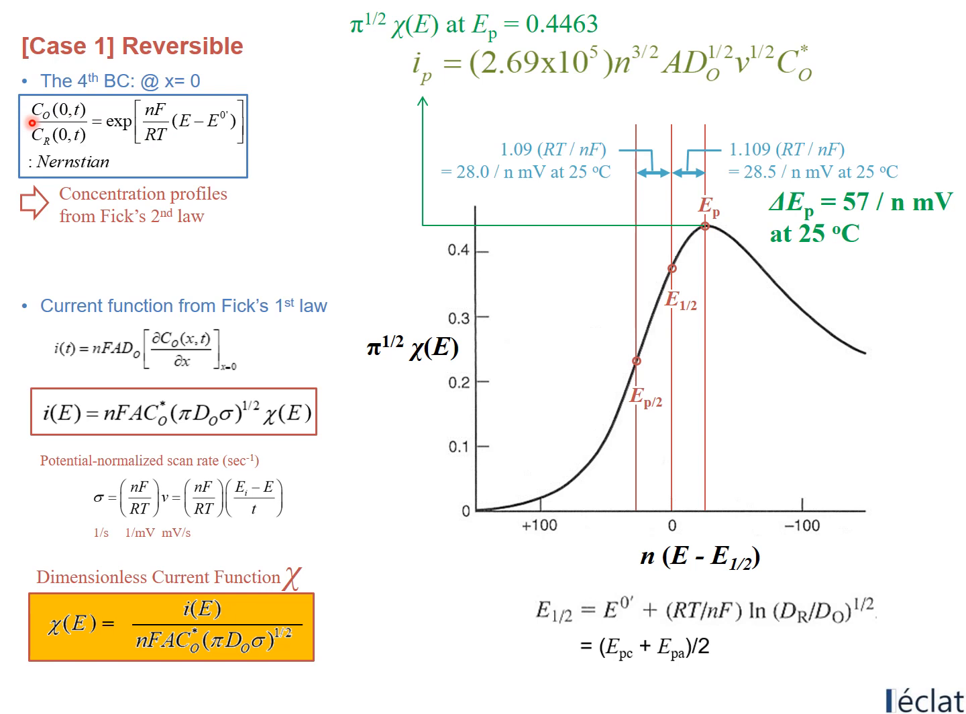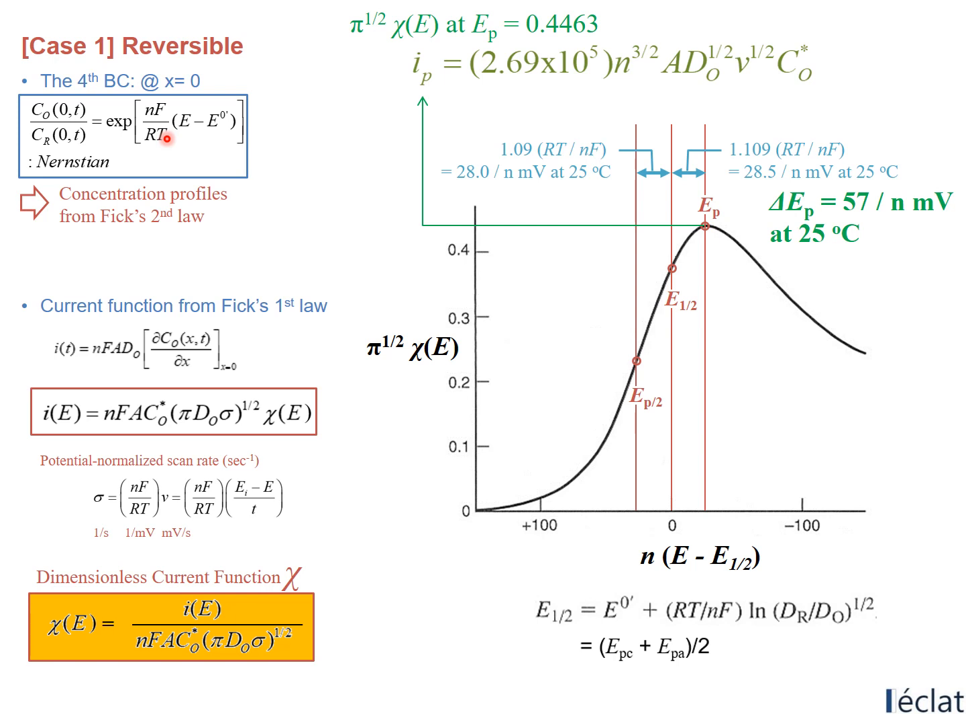The surface ratio of oxidized species to reduced species is determined by your applied potential. Actually, this is the Nernst equation, right? And then right now we have everything: 2 initial conditions and 4 boundary conditions for 2 governing equations based on Fick's second law for oxidized species and reduced species. Therefore, you could solve the problem.